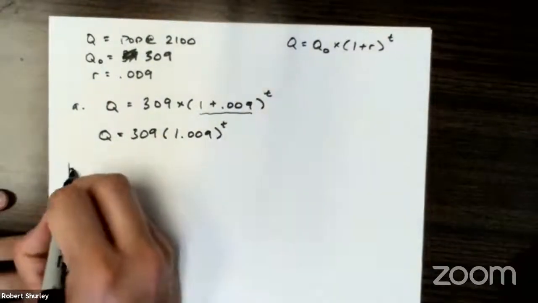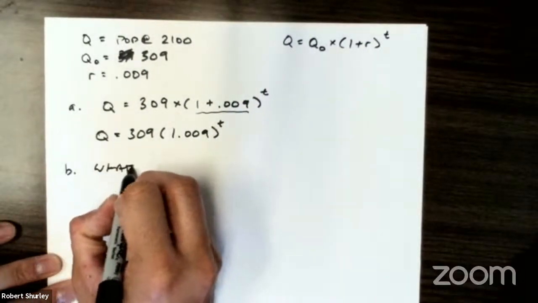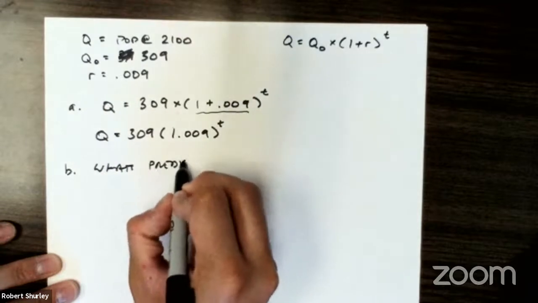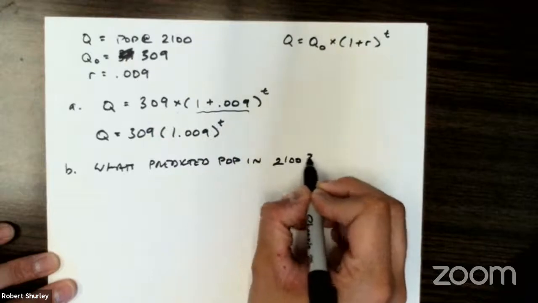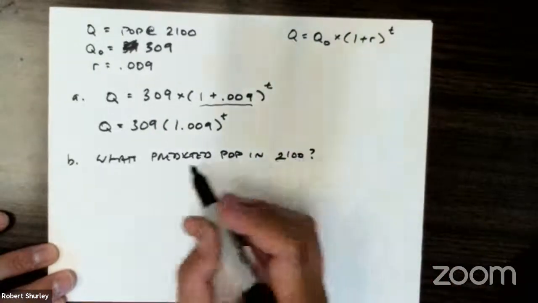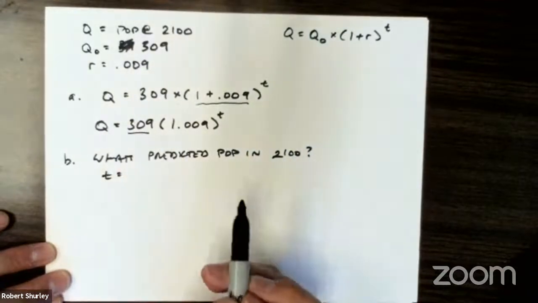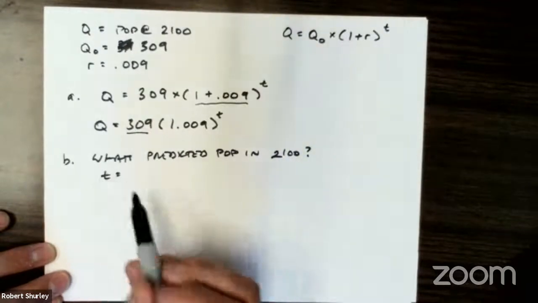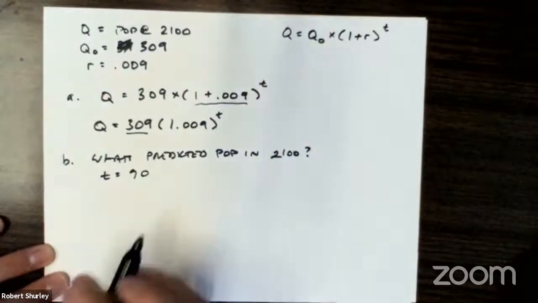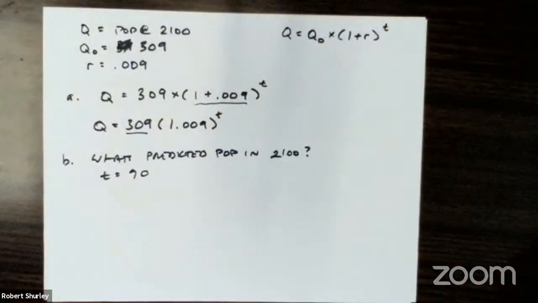All right. So part B says, what's the predicted population in 2100? Now we have to think about this because we've got the equation, but we need to know the time. Remember, T was the time since 2010. So from 2010 to 2100, the time would be 90 years. It needs to be in years because the growth rate was 0.9% a year. So it's got to be in years.